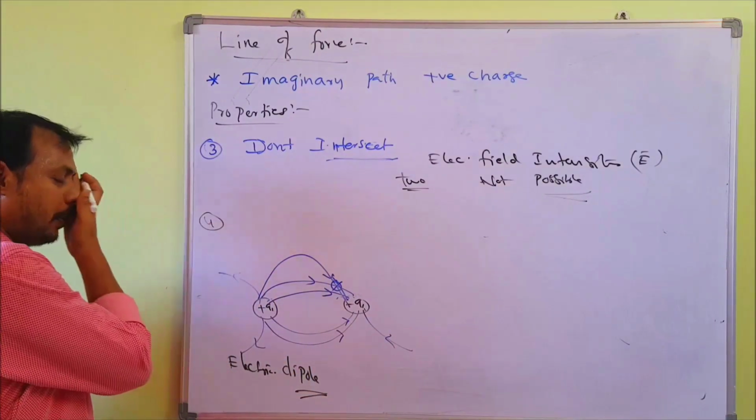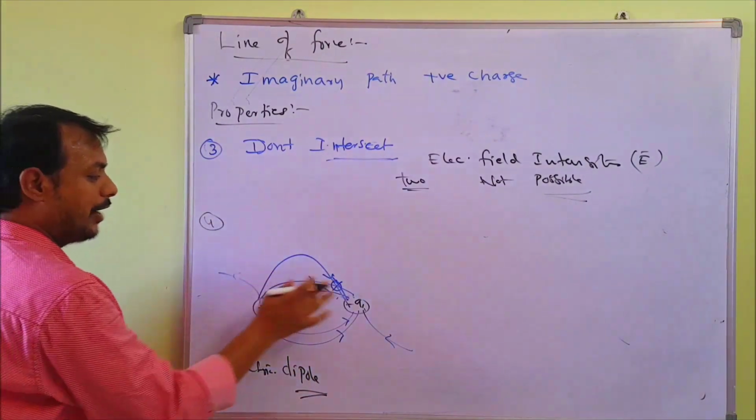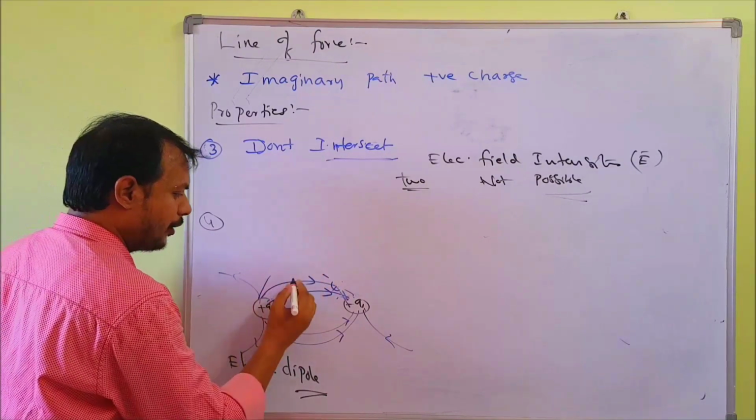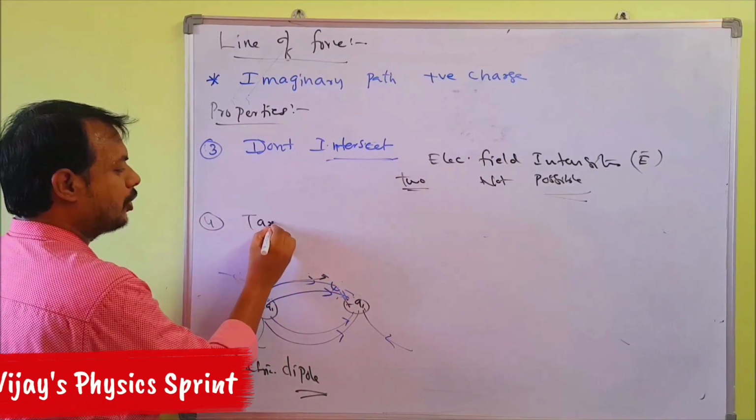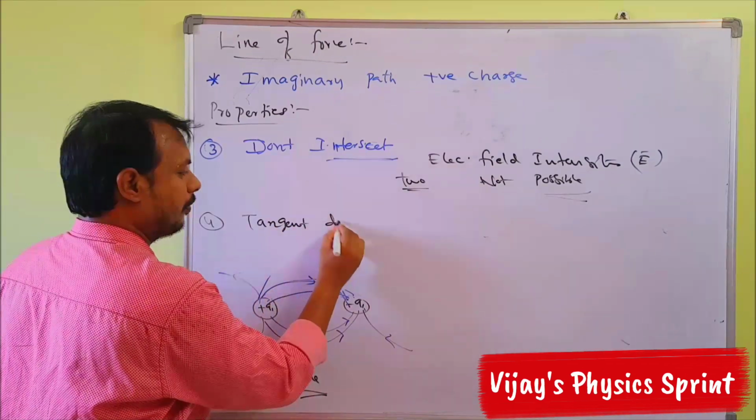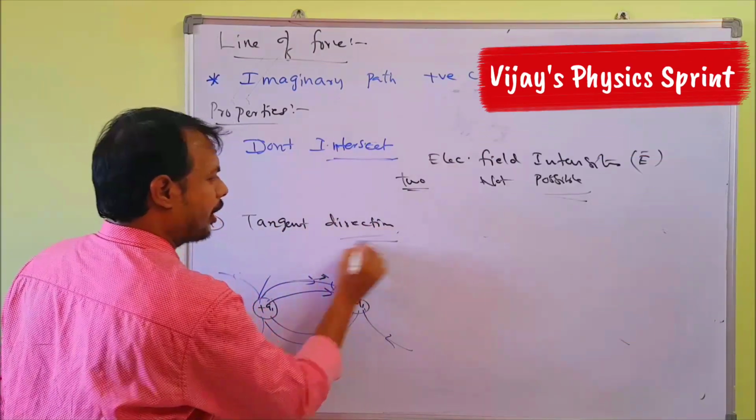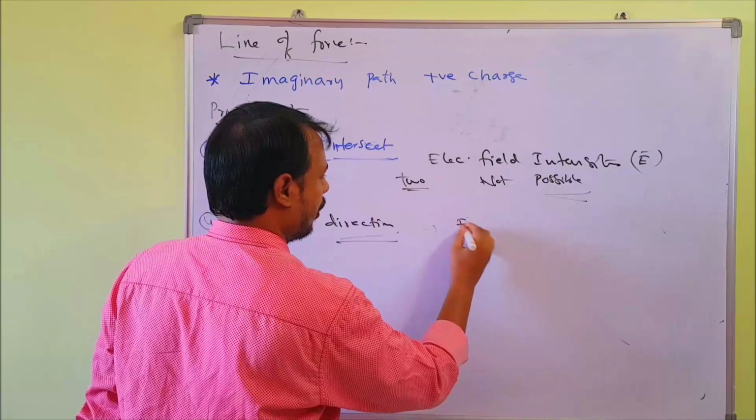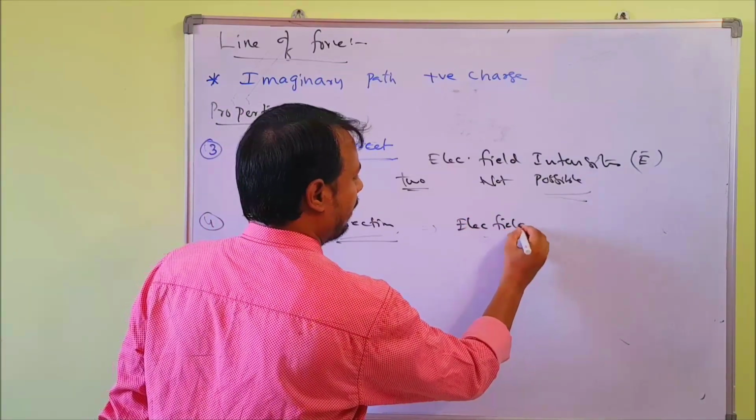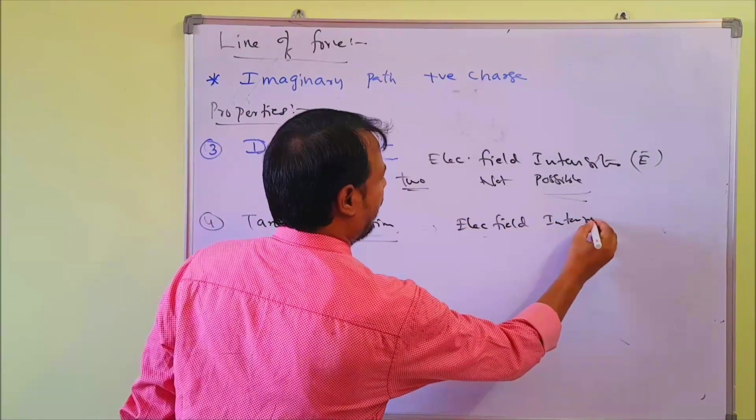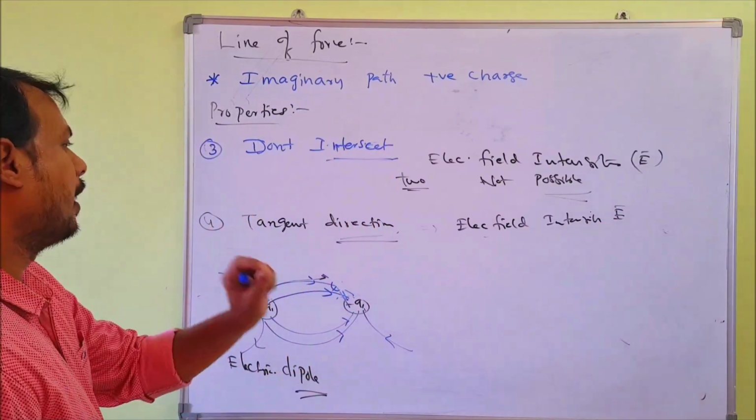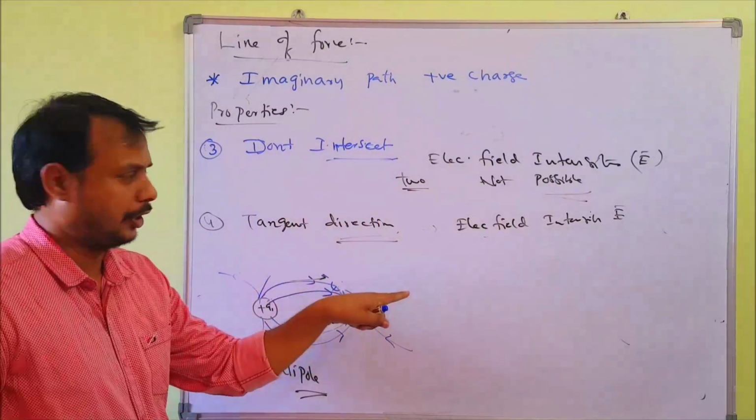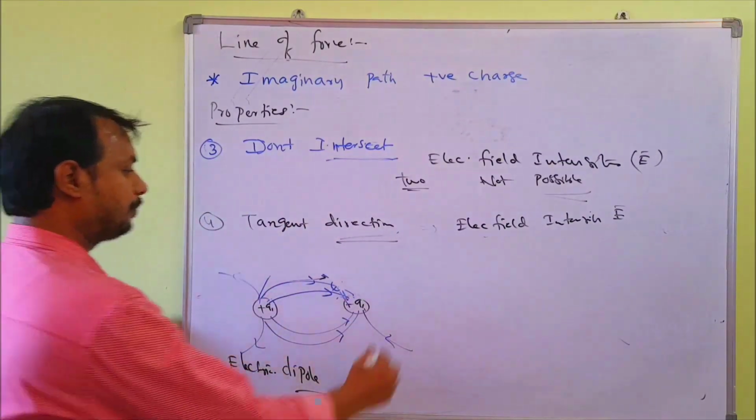Next, the fourth property: if I draw a tangent at any point on a line of force, the tangent direction indicates the direction of the electric field intensity, E bar direction. The electric field intensity direction is the direction of the tangent. This is the fourth property.